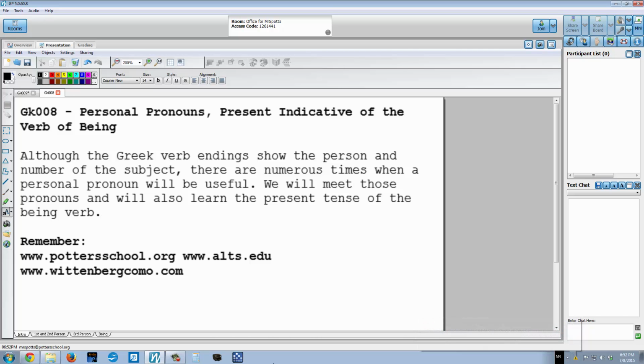We've noticed that many times, but there are many times when a personal pronoun will be a very useful thing. So we're going to meet those pronouns so that we can have a pronoun like you other than as the subject of a verb.